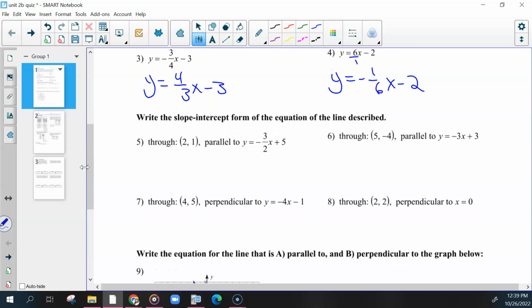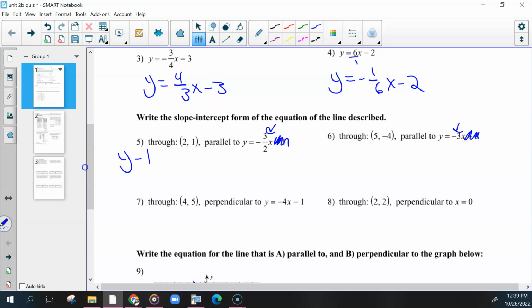Five through 8 were all worth 2 points, doing the work and then the answer. For 5 and 6, these are both parallel, so you need to know that the slope is going to be the same. You don't need the y-intercept that they give you, so if you want to cross that out, you can. That way you're not tempted to still use it again. And then you're using your point slope formula.